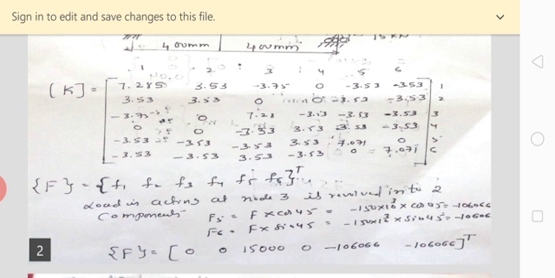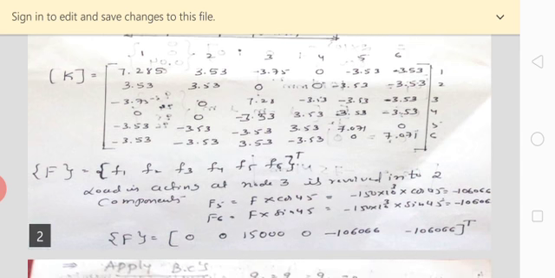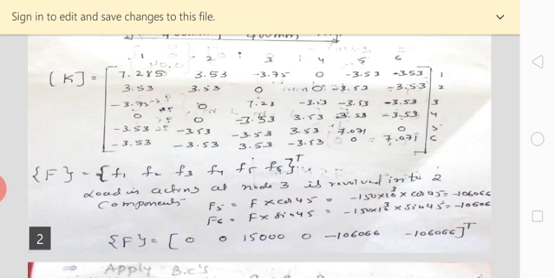Whereas for the last previous problem, you don't have f1, f2, f3, f4, f5; all were taken as 0. Only f6 you have taken as a value with negative sign, acting in the downward direction. See, this is the difference you are going to find between this problem and the last problem which I have done in the last previous class.